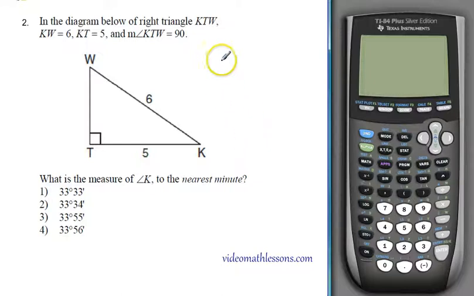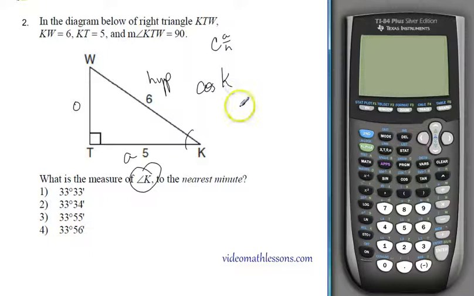All right, so they give us a diagram. They label KW as 6, and I know that's my hypotenuse right off the bat. It's always the hypotenuse, across from 90. KT is 5. Find the measure of angle KTW. Oh, no, I'm sorry, KTW is 90. Down here is what they're looking for, angle K. Now if I'm standing here, this over here is the opposite, this is the hypotenuse, and this is the adjacent. I have A and H. So if you remember our word, cosine is A over H. The cosine of K equals 5 over 6.